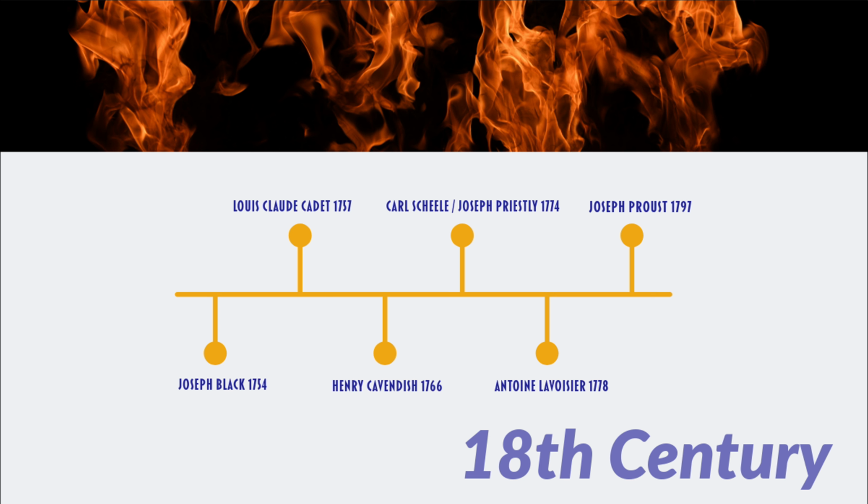1766, Henry Cavendish discovers my favorite molecule, hydrogen, as a colorless, odorless gas that burns and can form an explosive mixture with air. That's 1766. 1774, Carl Wilhelm Scheele and Joseph Priestley independently isolate oxygen. So it was known as a food of life, but finally those guys were able to isolate the oxygen.